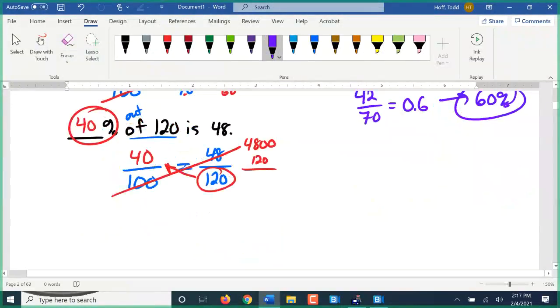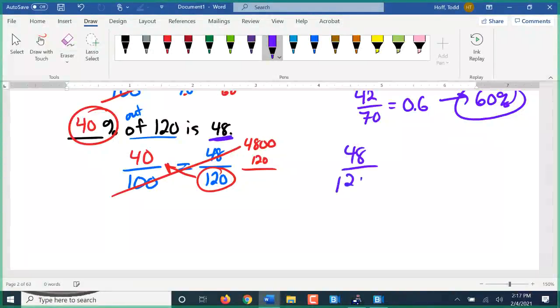And for the last one here, we're given the portion of 48 and the base of 120. We divide that out, you get 0.4. 0.4 as a rate, of course, corresponds to a percent of 40. So you can see here that the rate method is quicker in all cases.